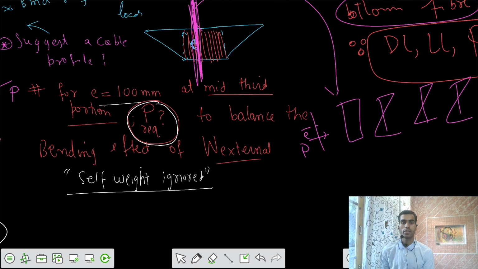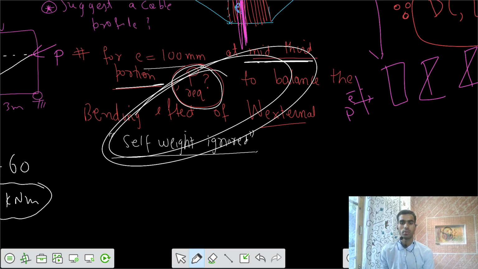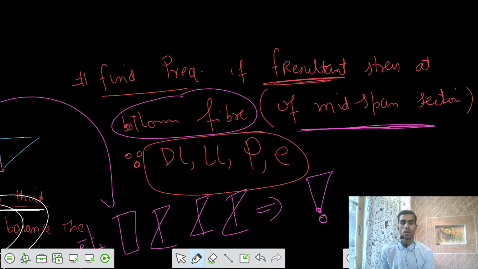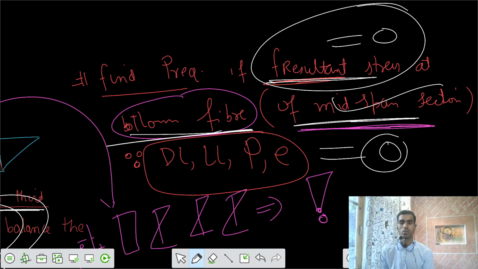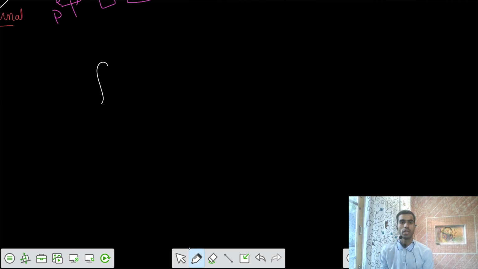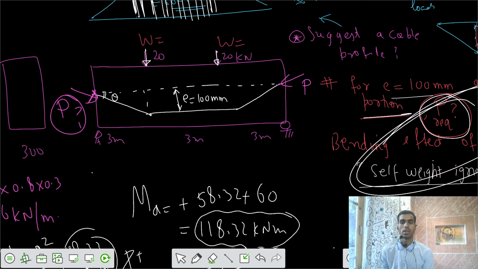But we need to calculate the stresses at the midspan. So we need to calculate on the bottom fiber of the midspan section, that the resultant should be equal to 0. Resultant stress at the bottom should be equal to 0. So we had this condition that stress at the bottom should be equal to 0. And let's have the effect of P and e.